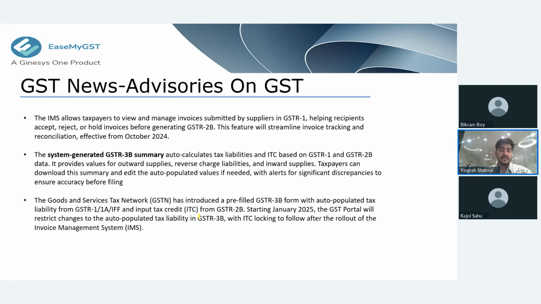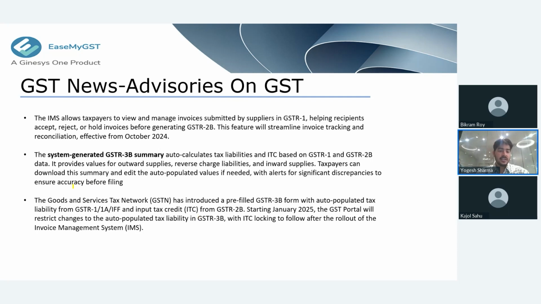So first advisory, as we all know about IMS, is that IMS allows taxpayers to view and manage their monthly ITC by accepting, rejecting, and keeping pending the invoices that will be available on IMS, helping recipients take these actions on invoices before generating GSTR 2B. This feature will streamline invoice tracking and reconciliation, effective from October 2024.